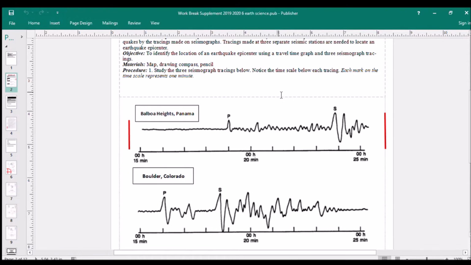So we need the arrival times of the primary, or P wave, and the secondary wave to 3 different locations. I'm going to demonstrate how to do it with Balboa Heights in Panama. As I said, I already have my lines ready to go.